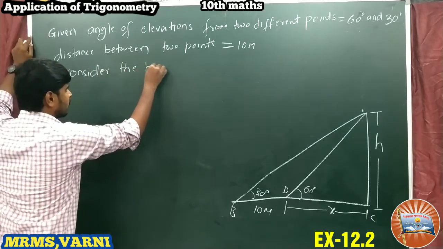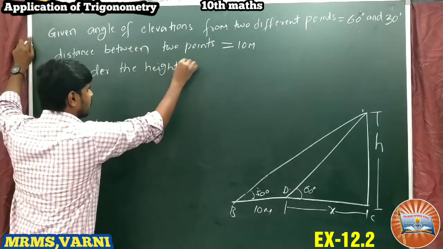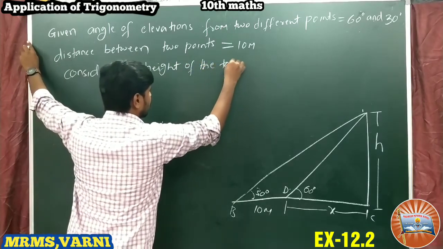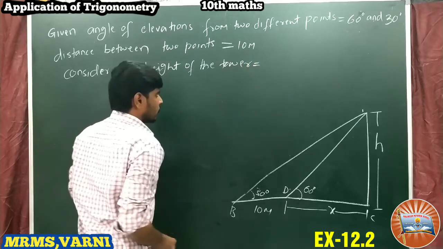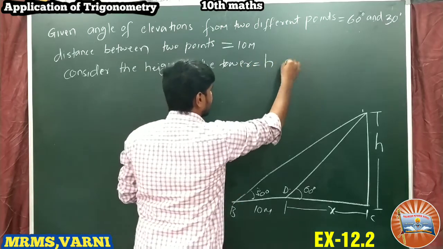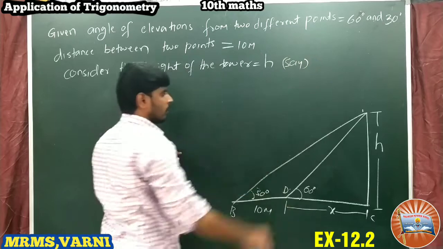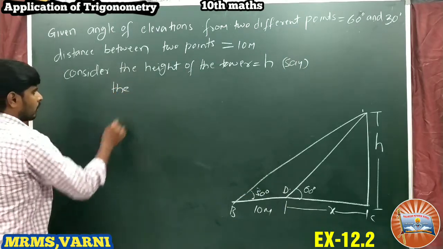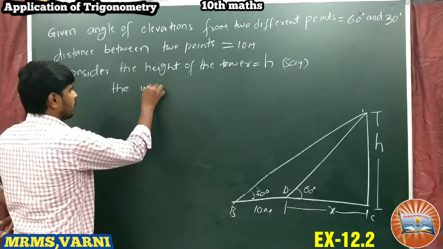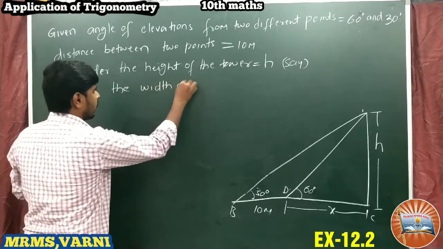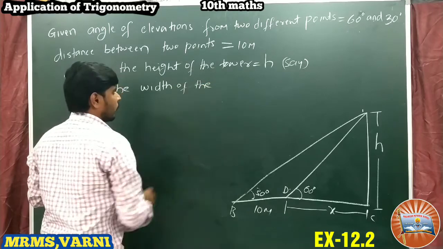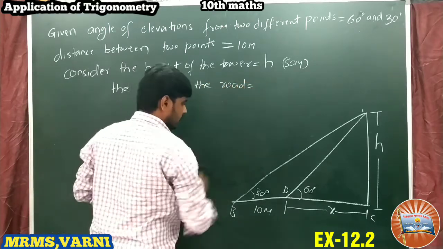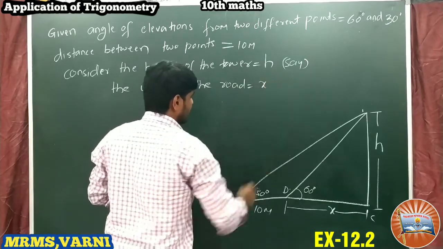Okay, consider the height of the TV tower. The height of the tower is equal to h. Okay, and consider the width of the road. How much? It is, consider x.